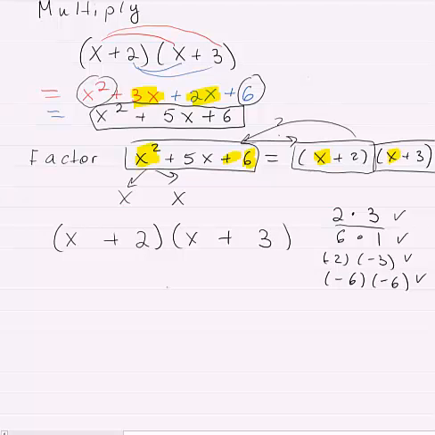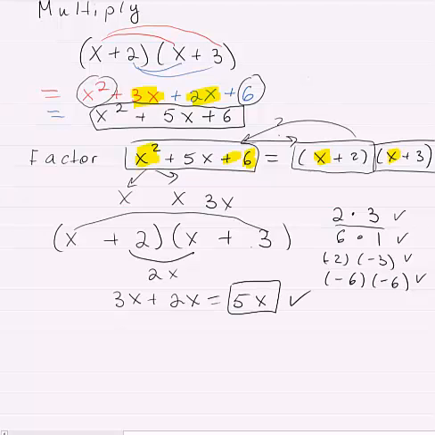Now, where would you get the 5x from? And that's what you have to check. You will multiply x with the 3, that gives you the 3x. You multiply 2 with the x, that gives you 2x. And if those two terms add up to the 5x, then you're good. In this case, it is. And therefore, x plus 2 and x plus 3 are the factors. Now, look, that means that's the answer.